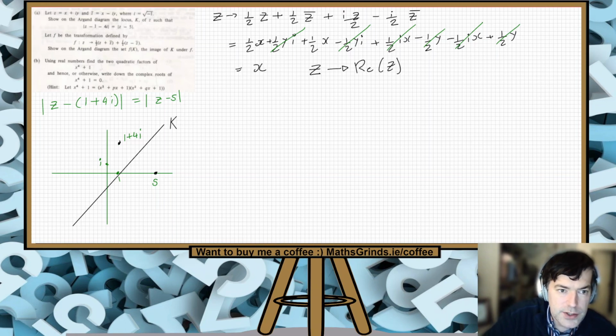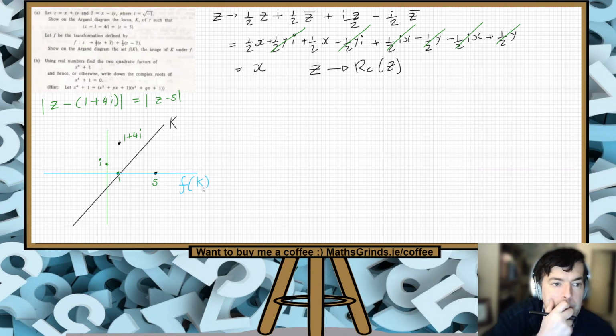So if I just put this line in here, that would be the image of K. So there's F of K there. Okay, so that's part A. Now we can have a look at part B. So in part B, they want us to factorize this. Find the two, and they suggest the following factorization.